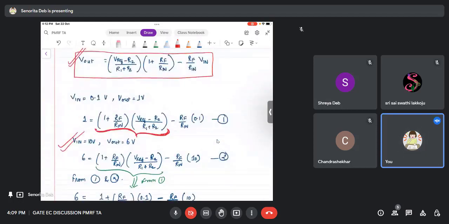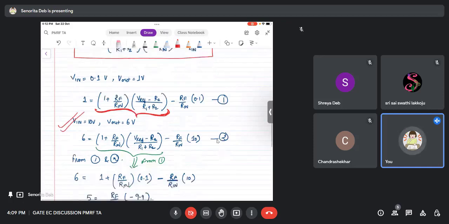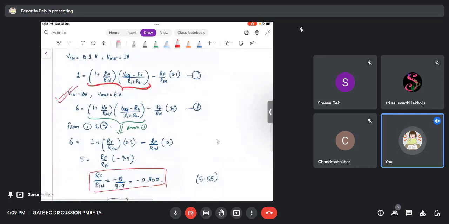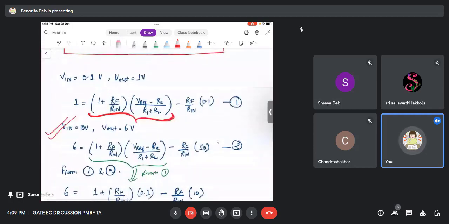Okay, so I hope you are able to follow and I am not very fast. So when you now try to solve both the equations, you will arrive at the value of Rf by Rn, which is asked in the question. So the problem was very simple here, but the catch is how to solve it, right?